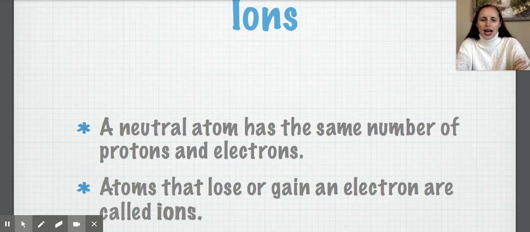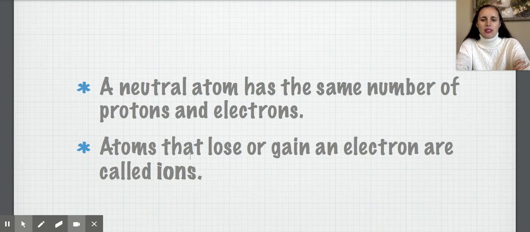A neutral atom has the same number of protons and electrons, so it has the same number of positives and negatives. Those positives and negatives cancel out, and it's said to have a neutral charge. Those neutral atoms were what we were drawing in our Bohr-Rutherford diagram because our number of protons and electrons were the same. Atoms will actually lose or gain electrons to be called ions. So you're either going to gain an electron or lose an electron.